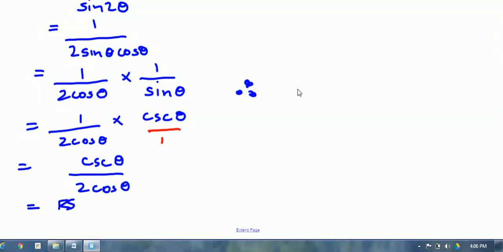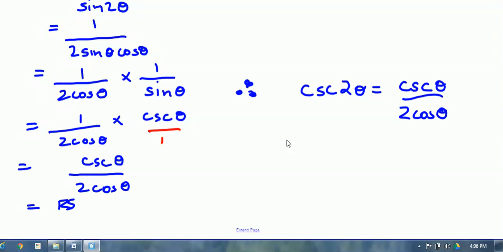Okay, so then my left side was cosecant 2 theta equals my right hand side, which is cosecant theta over 2 cos theta, is an identity. All right, let's keep on going.